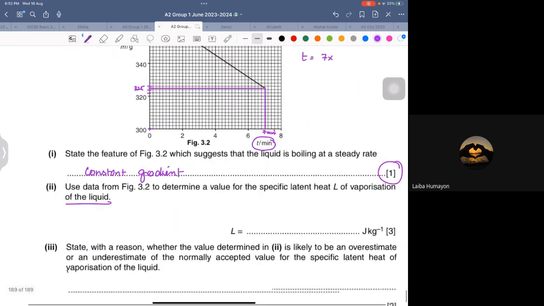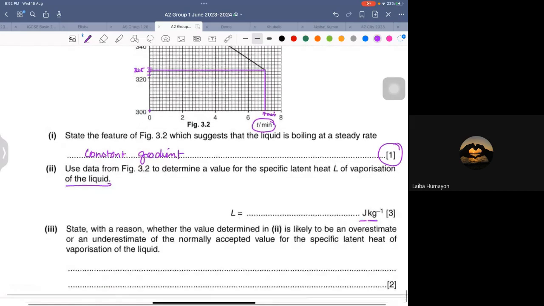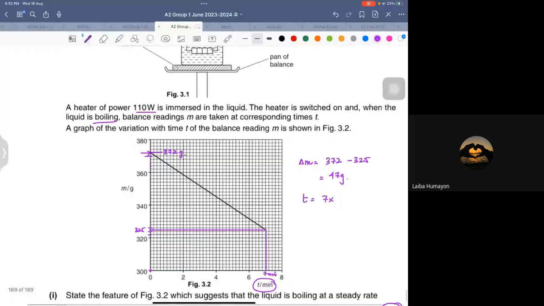So I'm going to change it. We need kg and joules. So first of all, I've got to change this. I'm going to divide by 1000. It's going to be 0.047 kilograms. And 7 into 60 is 7 into 6 is 56, right? So 560 seconds would be the time.